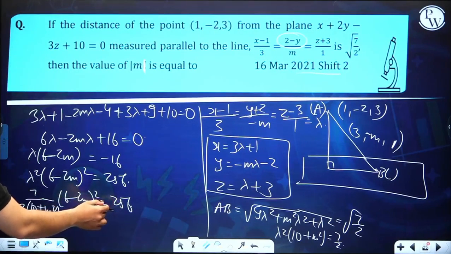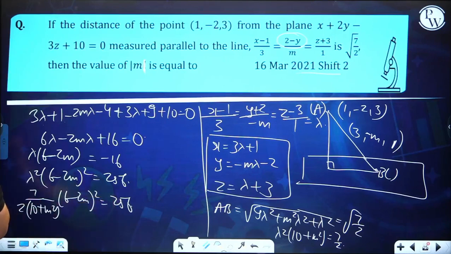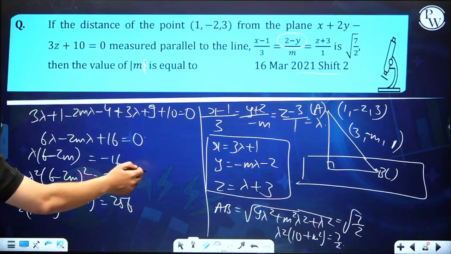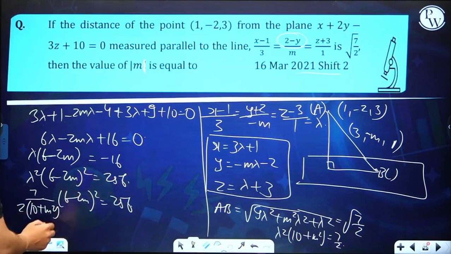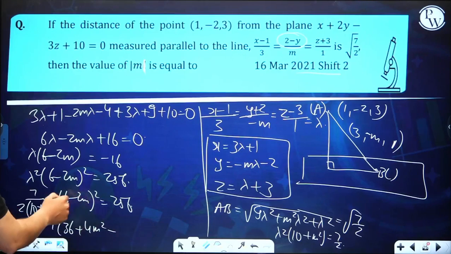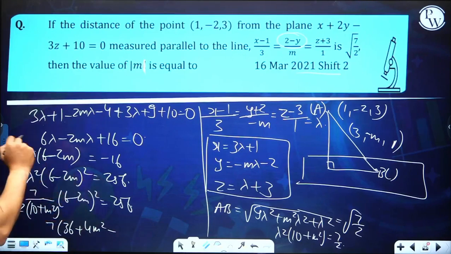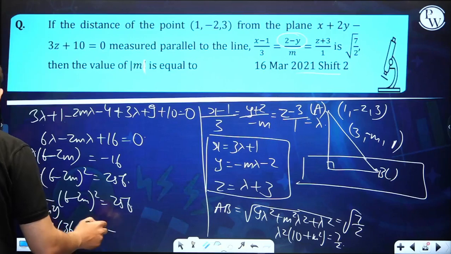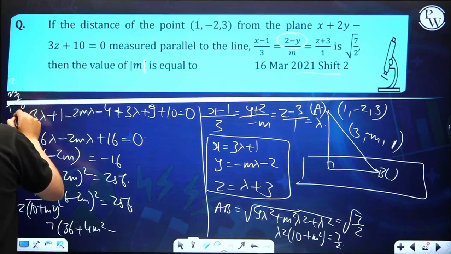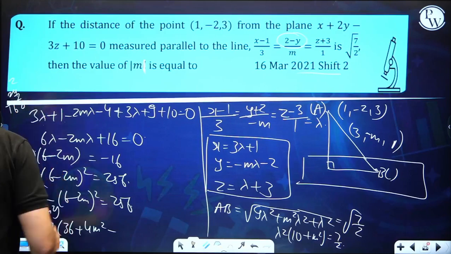I think this will divide by 7. 7 threes are 21. No, sir, it is not getting divided. So this will get multiplied here and this will get multiplied here. So 7, 6 square 36 plus 4m square minus, 2 twos are 4, 6 twos are 12, 12 twos are 24. So 24 into 7, 7 fours are 28, 7 twos are 14, 14 plus 2, 16. So it will be 168.